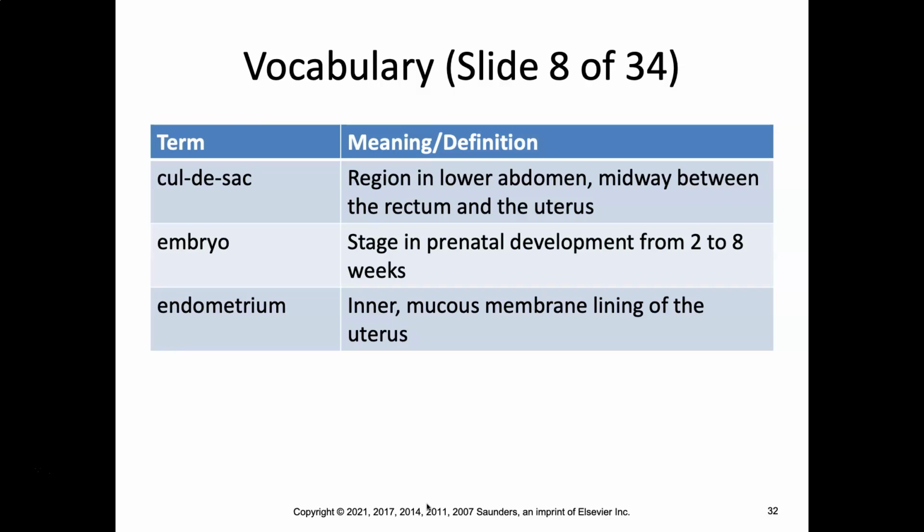And it is possible to do a vaginal ultrasound and be able to see a baby, or I'm sorry, not see. It's possible to do a vaginal ultrasound and hear the baby's heartbeat as early as week 5 in pregnancy.